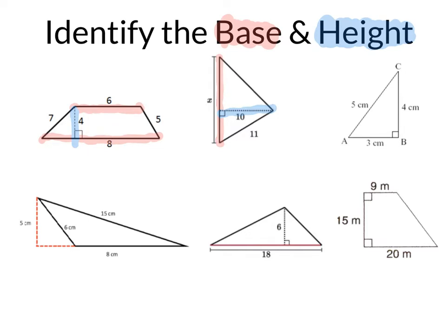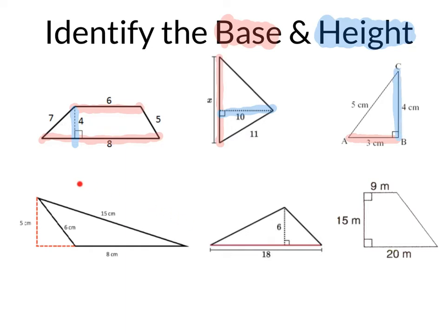Moving on to the next shape, we're given another triangle. Remember, the right angle is what tells you the base and the height. So I'm going to have my base be this, and my height be this.